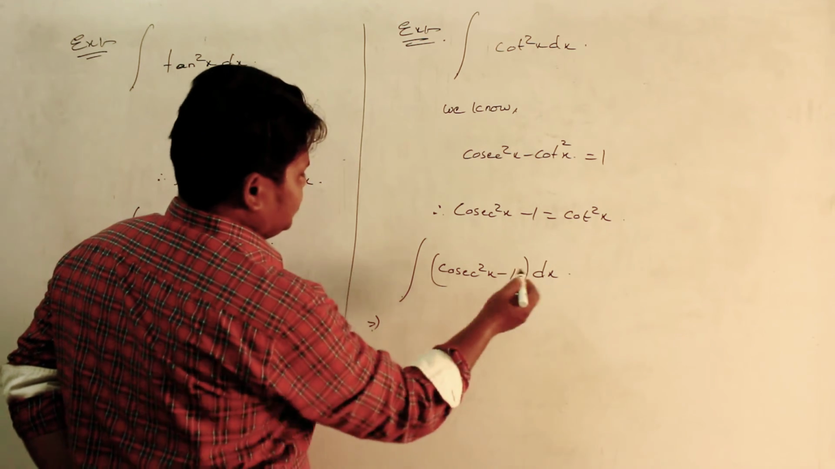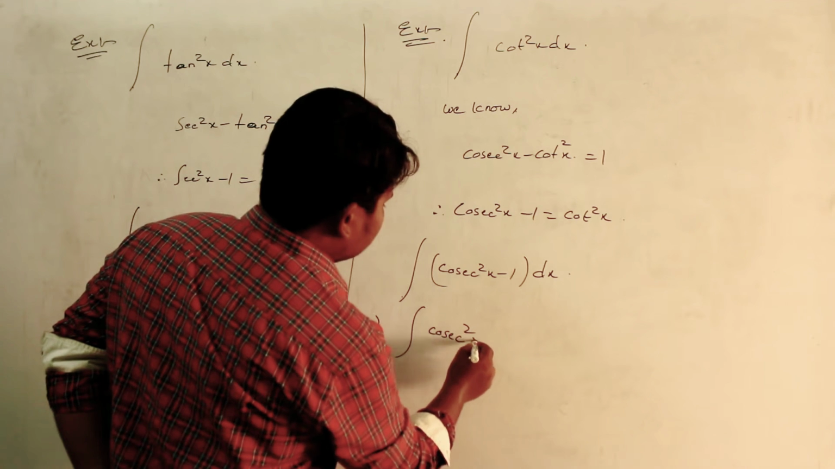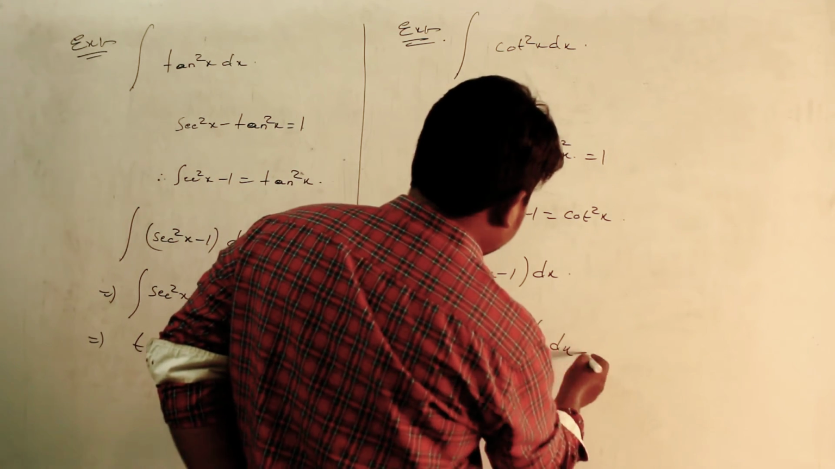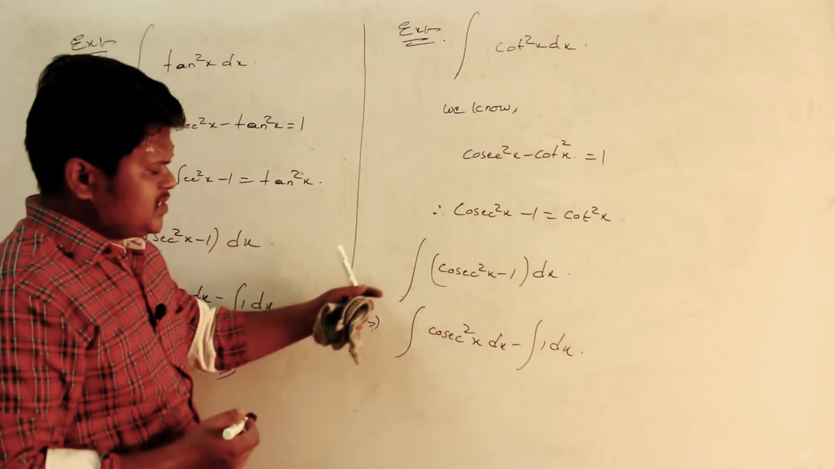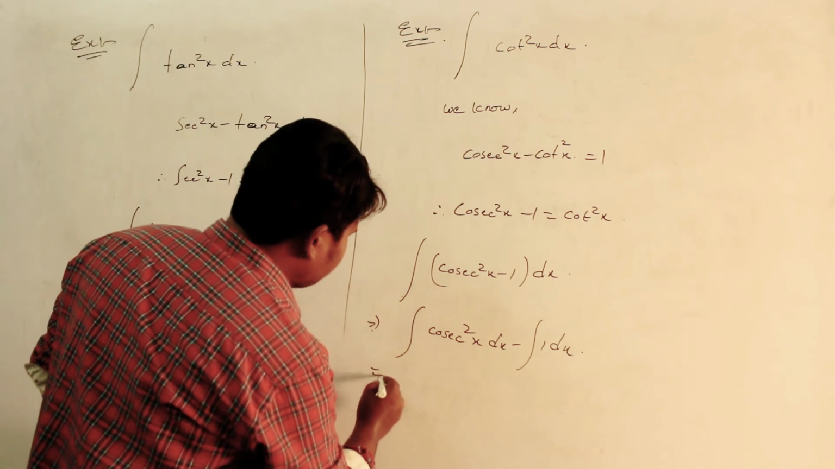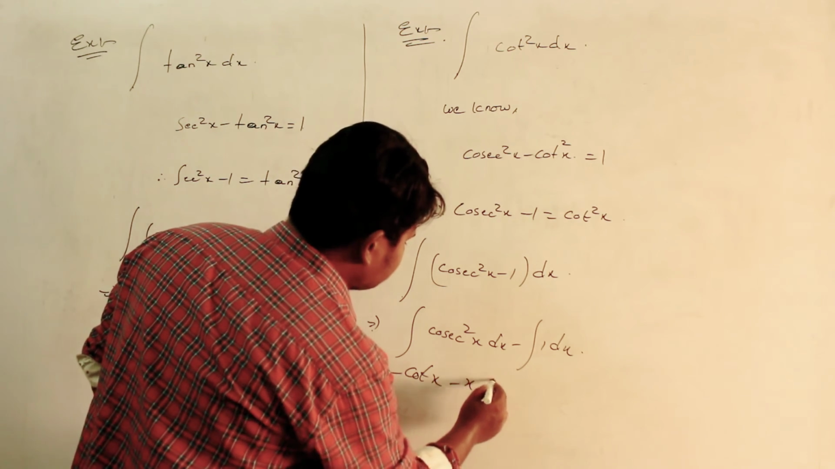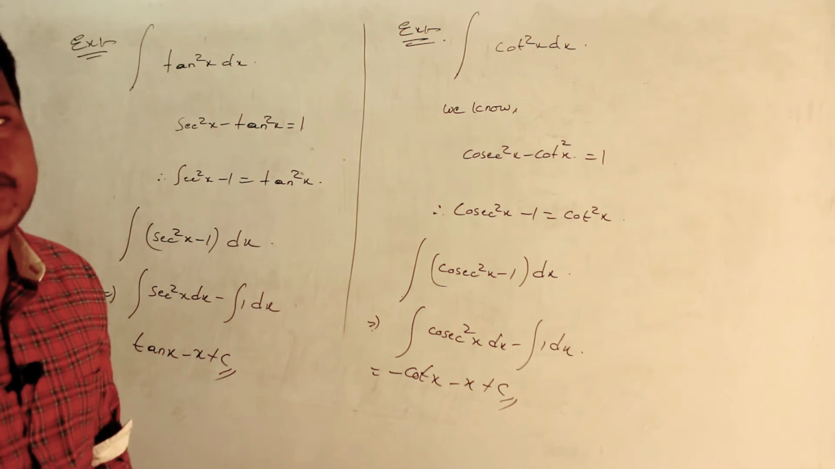So if I substitute this relation, integration of cosecant square x minus 1 into dx. Again you can apply integration to both of these terms. So integration of cosecant square x dx minus integration of 1 dx. Integration of cosecant square x is minus cot x. Therefore it can be written as minus cot x minus x plus c. So this is the answer.